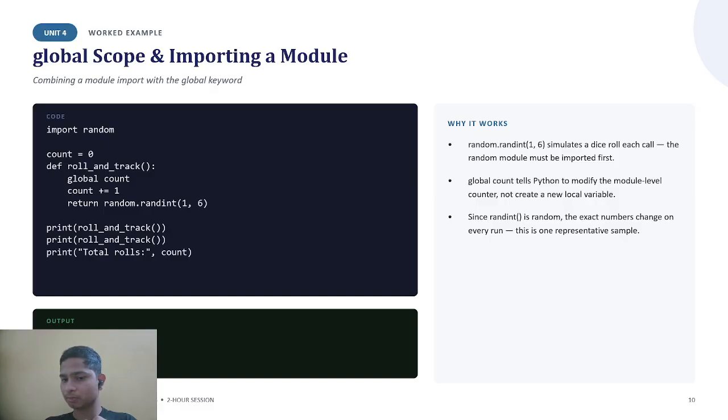Since randint is random, the exact number changes every run. This is a representative sample. So here we have imported our module random for the dice roll, and then we will start counting with zero. After that we have to define a function roll_and_track. After that we have global count, and count will be count plus one. Then we will return random.randint(1, 6), and then we will print roll_and_track, and we will then again print roll_and_track.